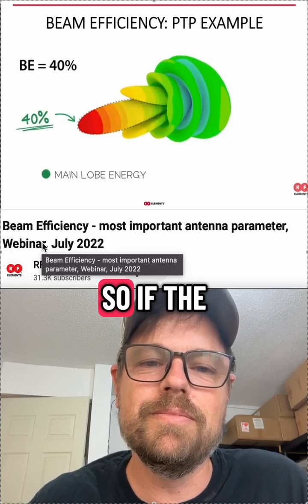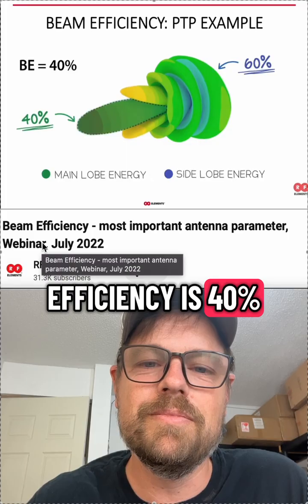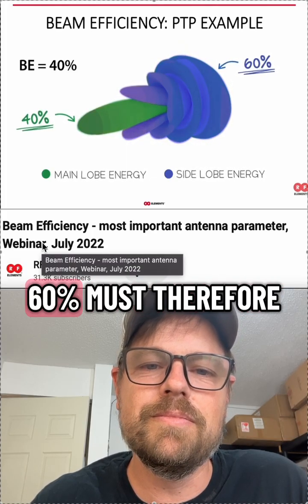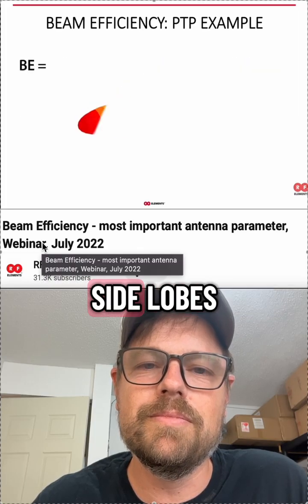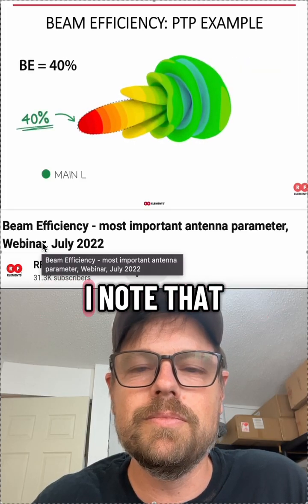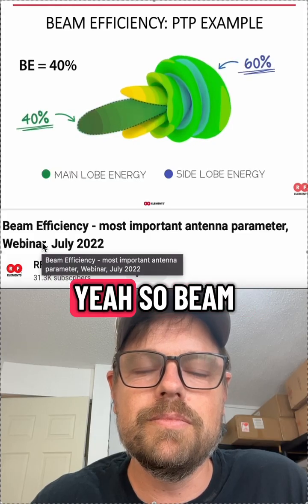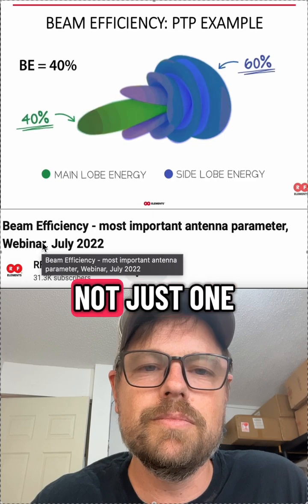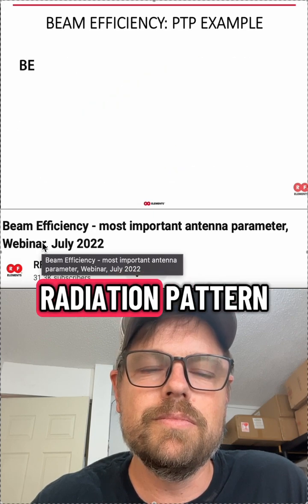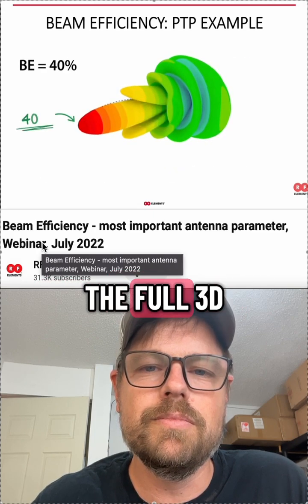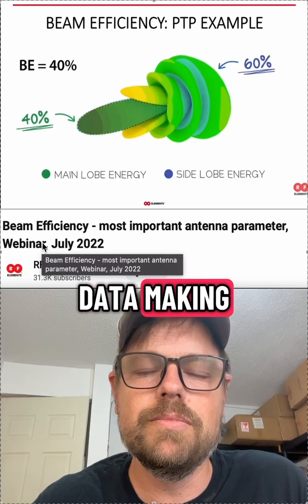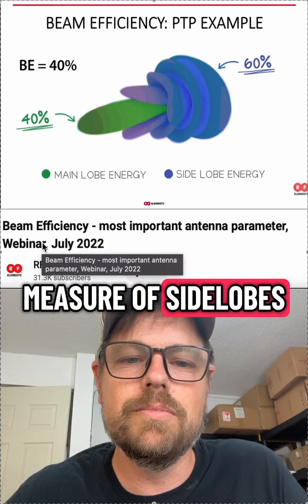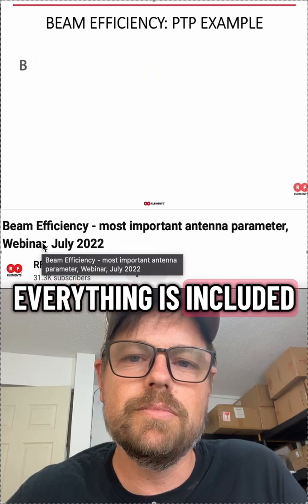So, if beam efficiency is 40%, this amounts to the power that goes into the main lobe. So the remaining 60% must therefore be in the side lobes. No question there. And note that all the side lobes are highlighted. Yeah. So beam efficiency really includes all the side lobes of an antenna, not just one or a slice of the radiation pattern, but the whole package. Yeah, the full 3D data, which is what makes beam efficiency a complete measure of side lobes. Everything is included.